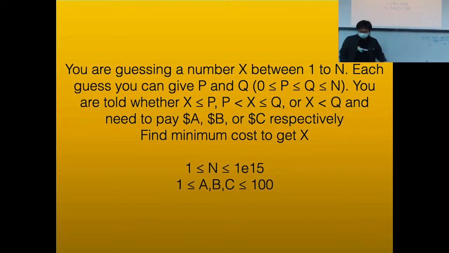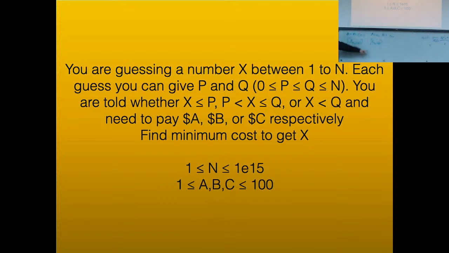For example, let's say a, b, c are all 1. Then the answer is something like the ceiling of log base 3 of n, because your guesses can always divide the range into 3, and whichever you are told, you do that again. But if a is infinitely large and b and c are 1, then the answer becomes log n, because you don't want the number to be on the left of your query, so you always do p equals 0 or something like that.